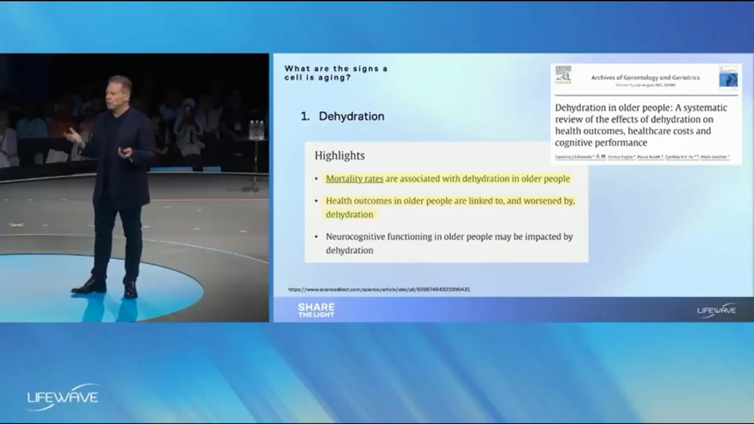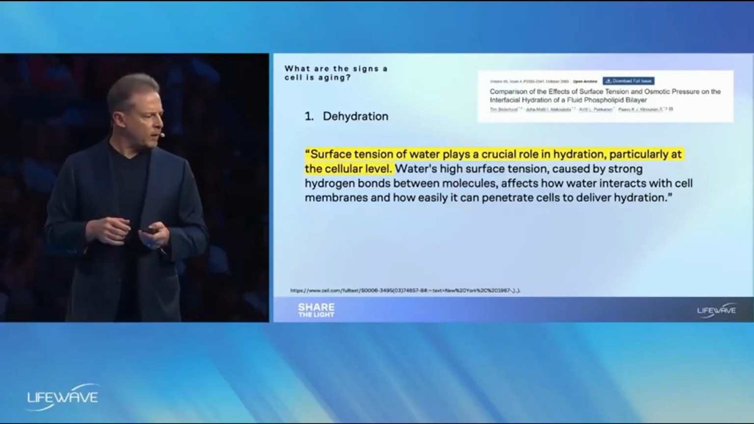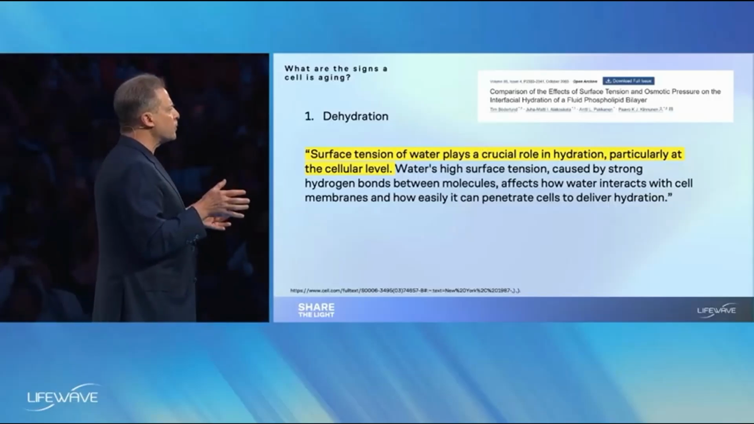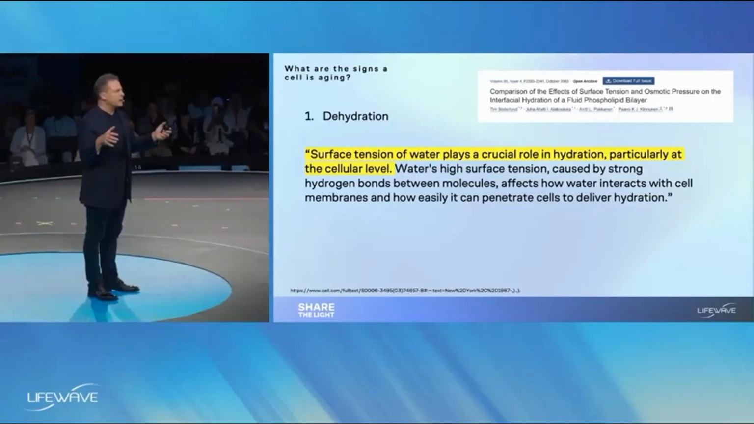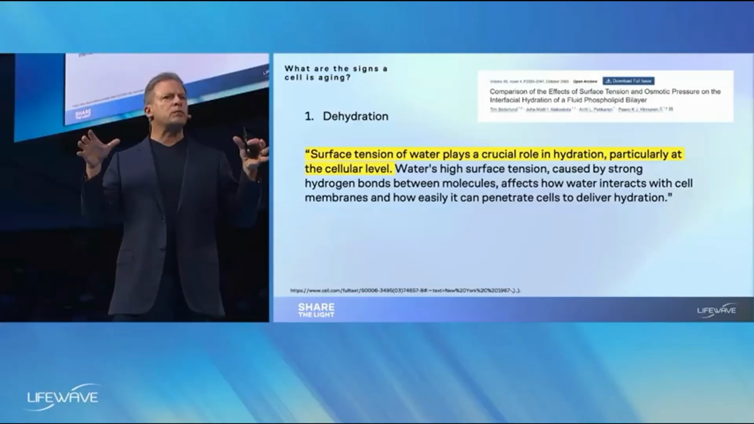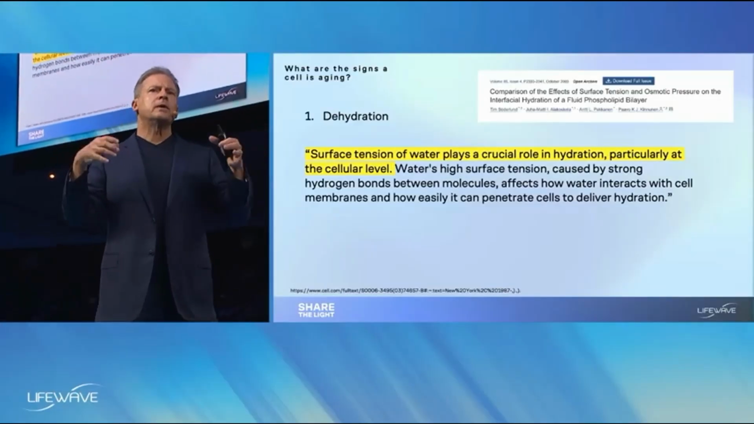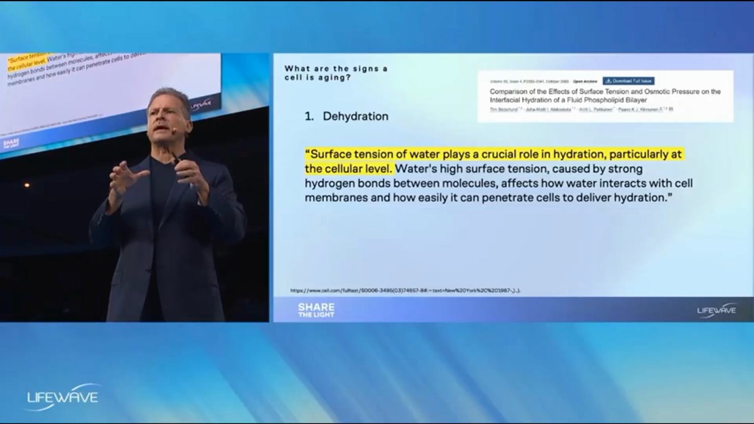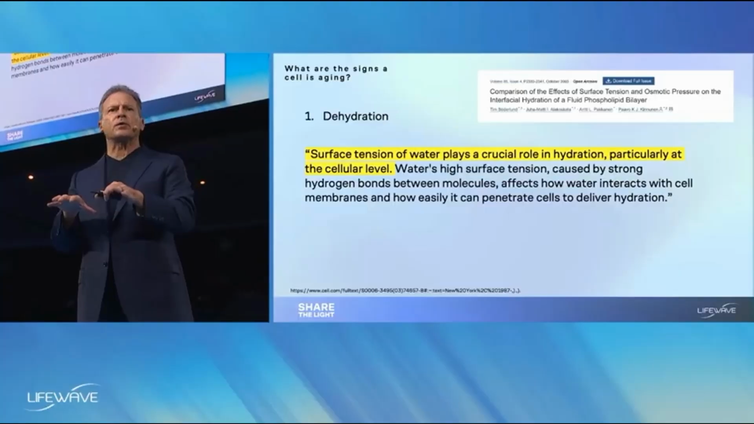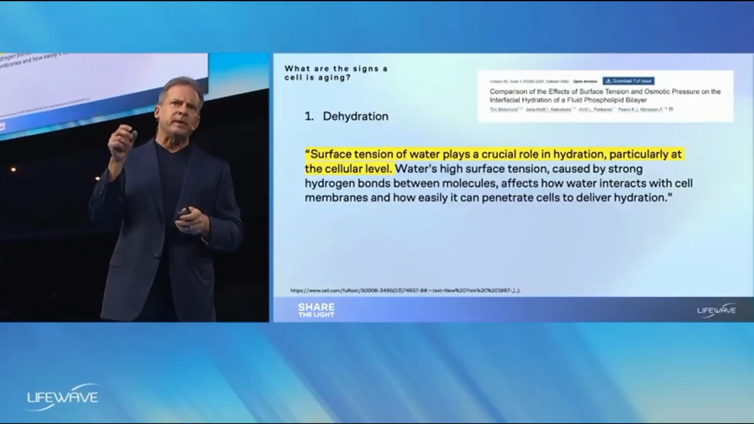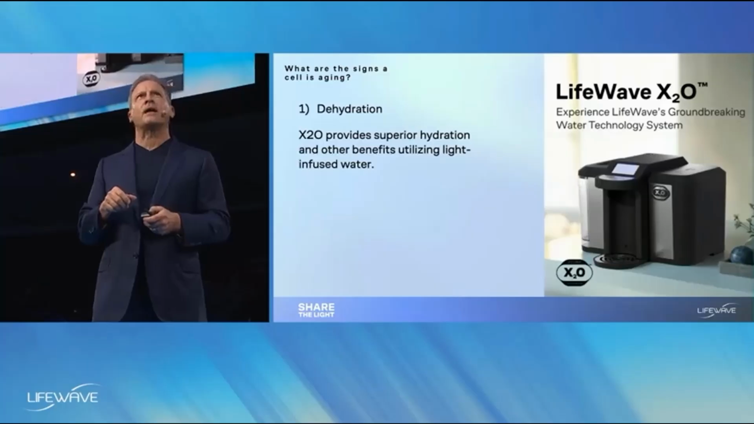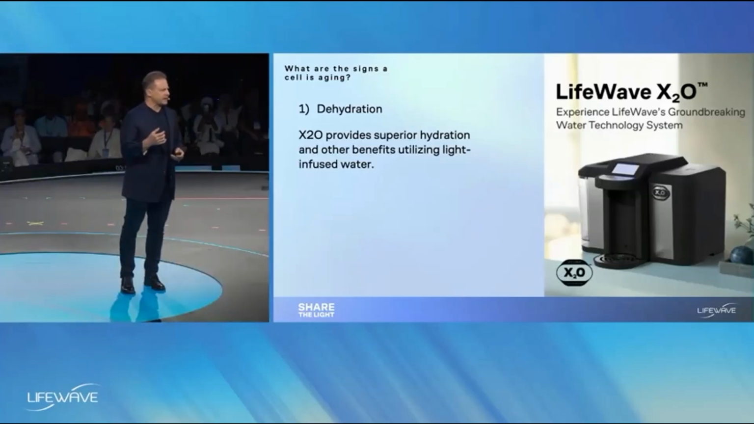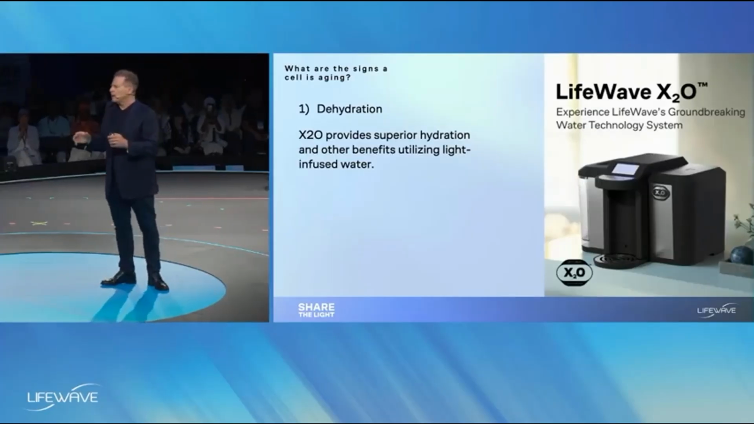First, dehydration. What can we do about this? Well, surface tension plays a crucial role in hydration, meaning if you can consume water that, through the change in structure or the precise mineral content, has a lower surface tension, it will be able to drive into the cell. And fortunately, this is one of the many benefits of X2O.